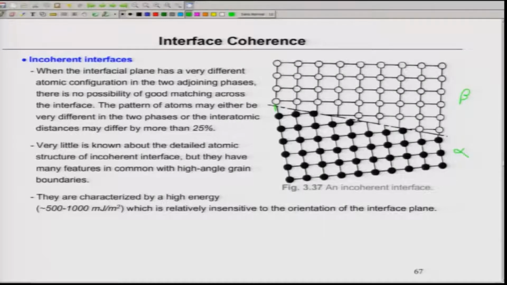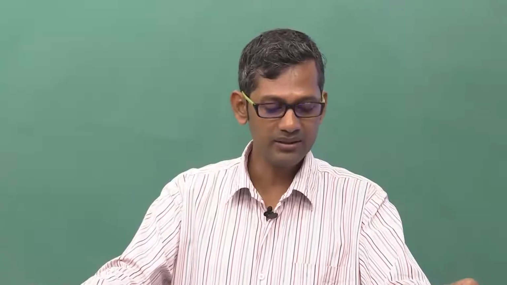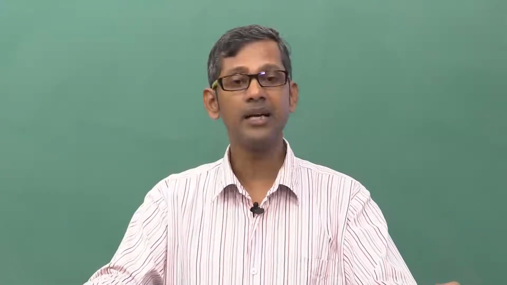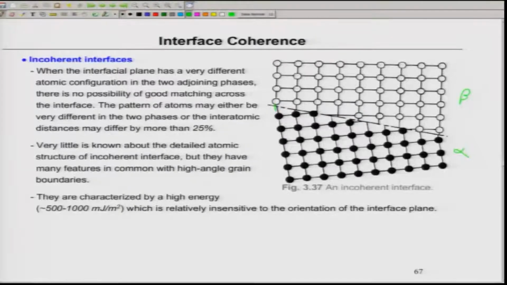So, that is why these interfaces are called incoherent interfaces, because there is no lattice registry at all that we can think about. Please try to understand there has been very little research on such interfaces. We know that such interfaces do exist, but the atomic structure of these is not known yet, and they will have very high energy, about 500 to 1000 millijoule per meter square, and the important thing is that it is insensitive to the orientation. It does not matter what the orientation is, the energy will remain the same.